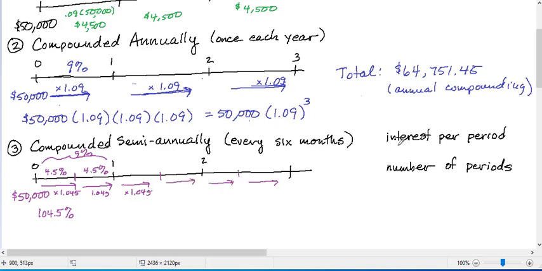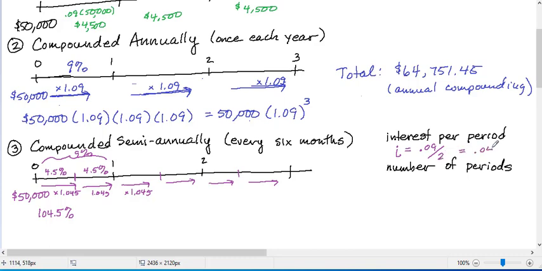So when you compound more often than once a year, you need to figure out your interest per period, which will be your annual interest rate divided by the number of times you compound within a single year, which in this case was twice.